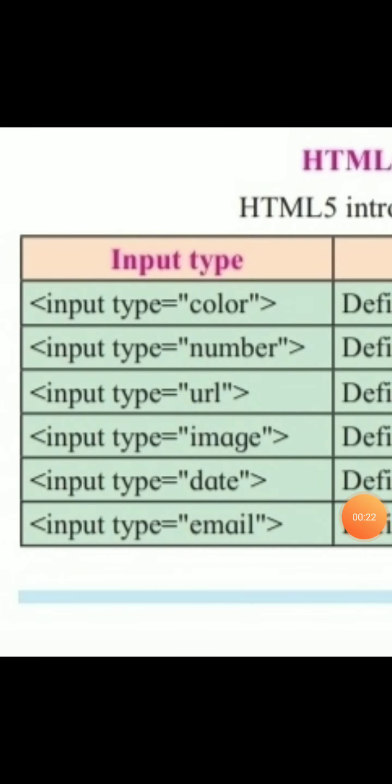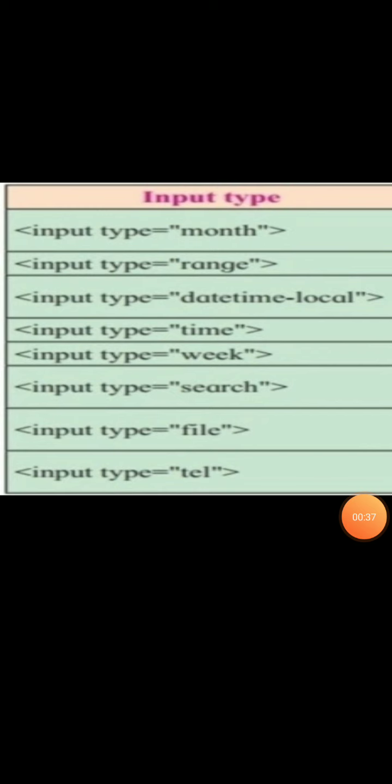HTML5 has introduced a number of advanced controls. They are created by the input tag. So color, number, URL, image, date, time, email, then month, range, datetime-local, time, week, search, file, and tel for telephone.